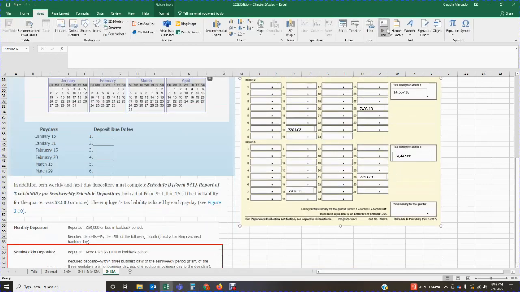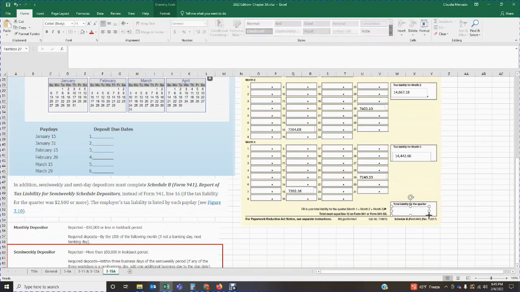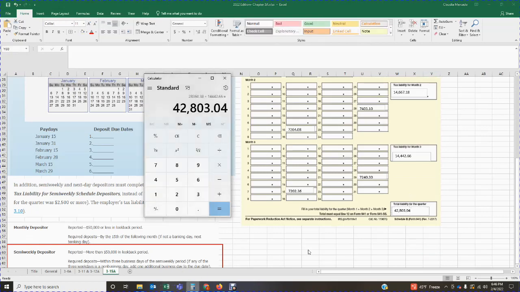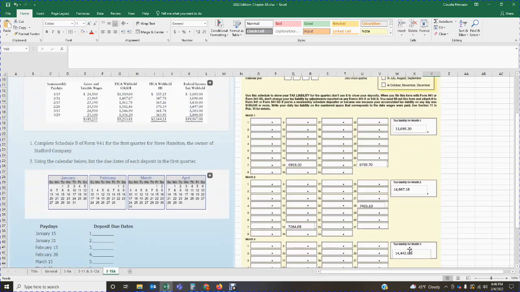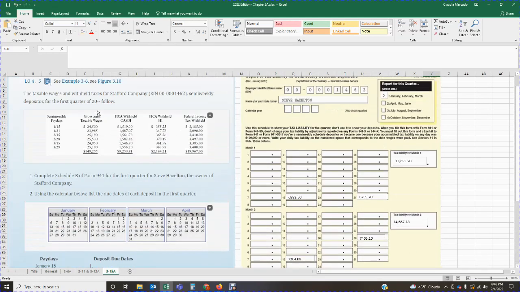So we're going to enter that in our total liability for the quarter. It will be 42,803.04. Let me just make sure. 42,803.04. Yes, that is correct. Okay. So now this is the liability. This is the amount of HI, OASDI, and federal income tax that is owed for the quarter. Okay, based on the gross and taxable wages, and these are the pay periods.